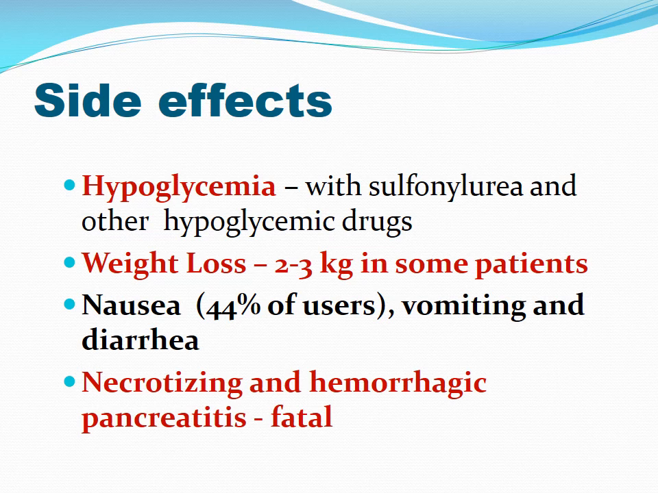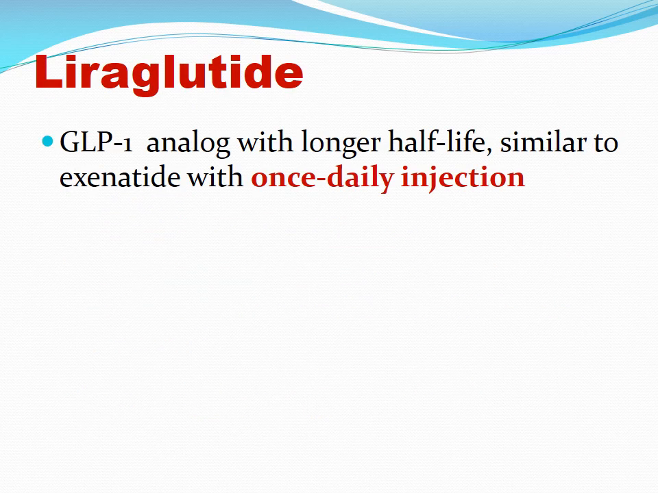It is one of the groups that cause loss of weight, about 2 to 3 kilograms weight loss in some patients. They may cause nausea in 44% of users, vomiting, and diarrhea. Necrotizing and hemorrhagic pancreatitis, which may be rare but may occur. Liraglutide is also a glucagon-like peptide 1 analog, but it has a long half-life and can be used once daily.